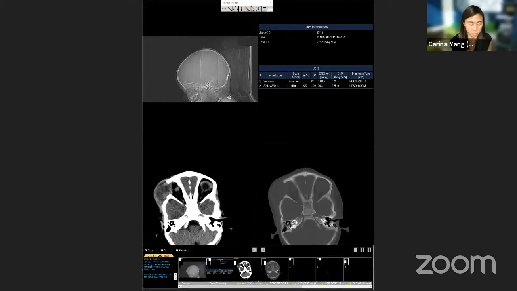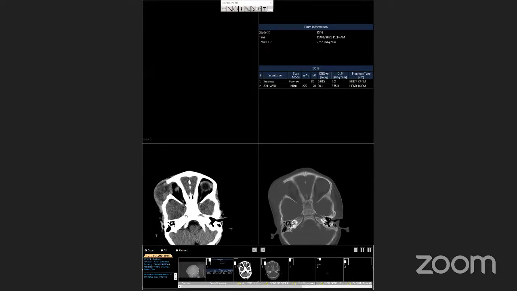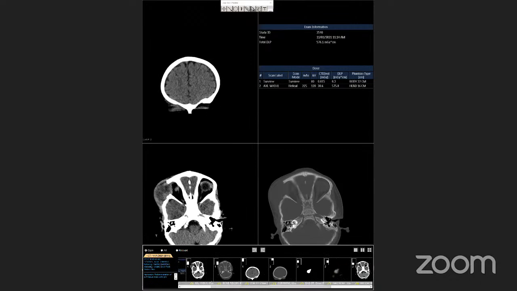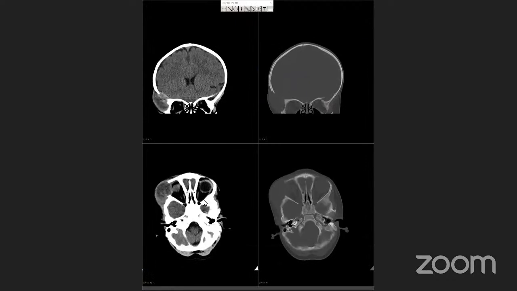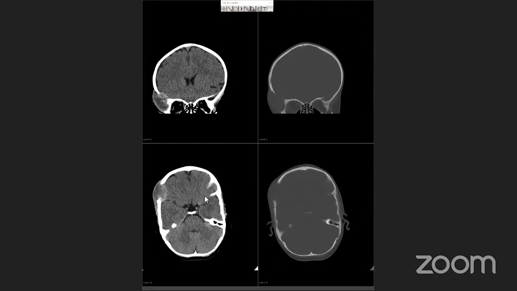Okay. So we have a 19-month-old child with swelling along the scalp above the right eye. So let me put up a coronal. So we have bone windows over here, and we have the soft tissue brain windows over here.